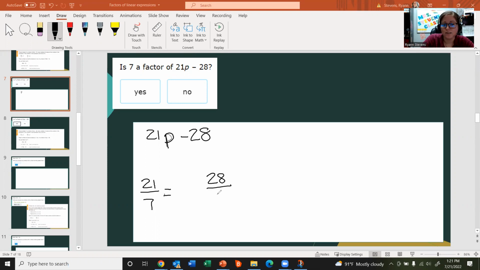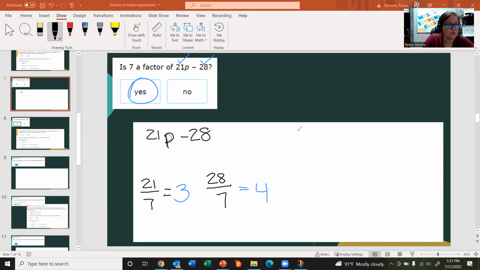So 21 divided by 7, when we divide that out, we'll get an answer of 3. That shows us that 21 can be divided by 7. And then 28 divided by 7 would give us an answer of 4. So this would also work. So yes, 7 is a factor.